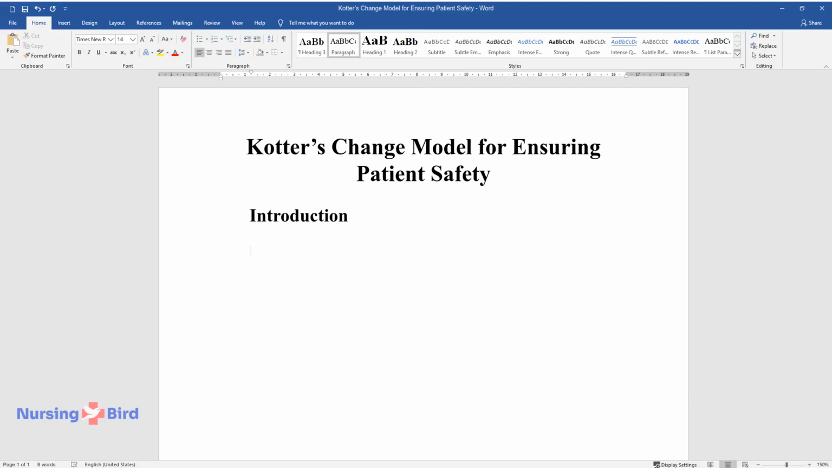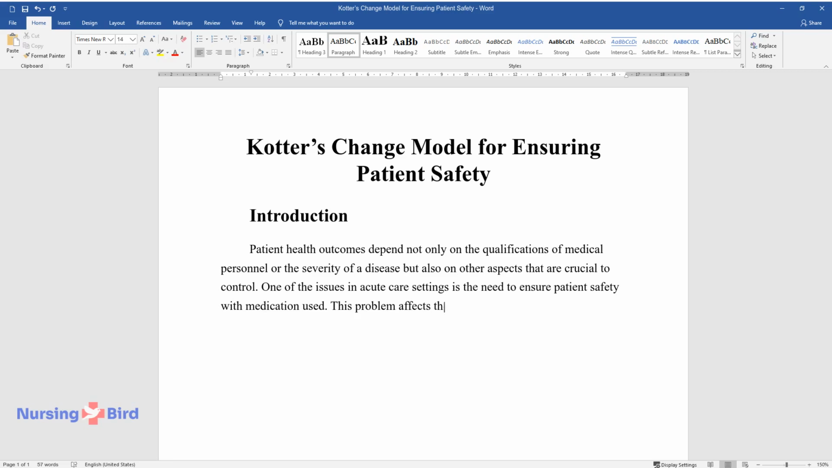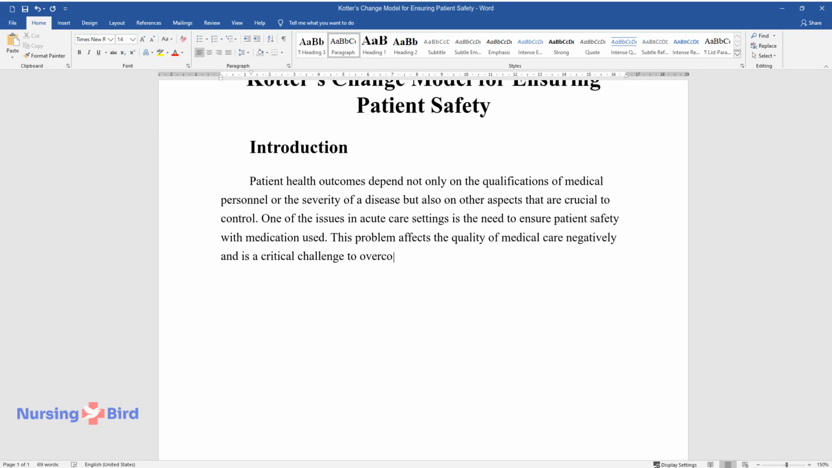Introduction. Patient health outcomes depend not only on the qualifications of medical personnel or the severity of a disease, but also on other aspects that are crucial to control. One of the issues in acute care settings is the need to ensure patient safety with medication used. This problem affects the quality of medical care negatively and is a critical challenge to overcome.